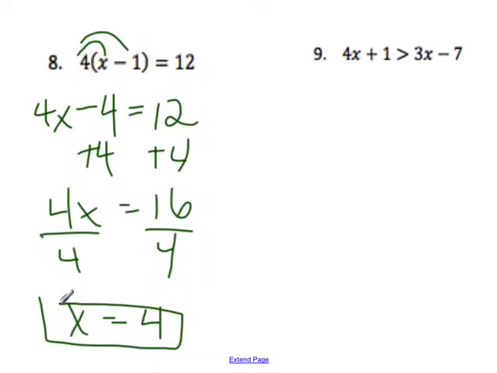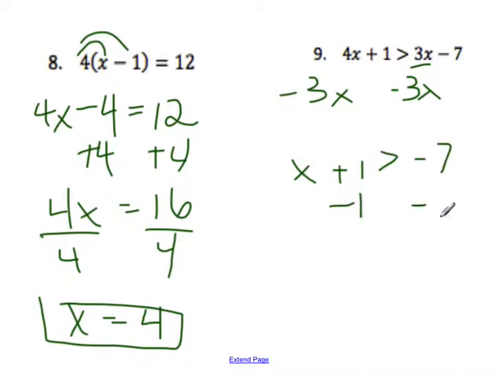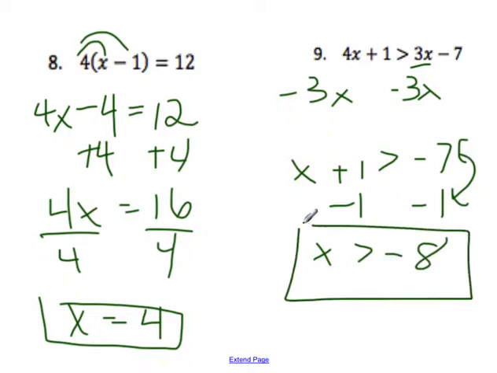Now for number 9, we're actually going to have an inequality. So the first thing I need to do is get my x's on the same side. I like to take the smaller amount of x's and bring it over to the larger. So I'm going to go ahead and subtract 3x from both sides. So then I get that x plus 1 is greater than negative 7. So now to solve for x, I need to subtract 1 from both sides because that's a positive 1, so the opposite is subtracting 1. When you take negative 7 plus a negative 1, that's like you're adding the two numbers together, so it's actually going to get more negative. So you end up getting that x is greater than negative 8.